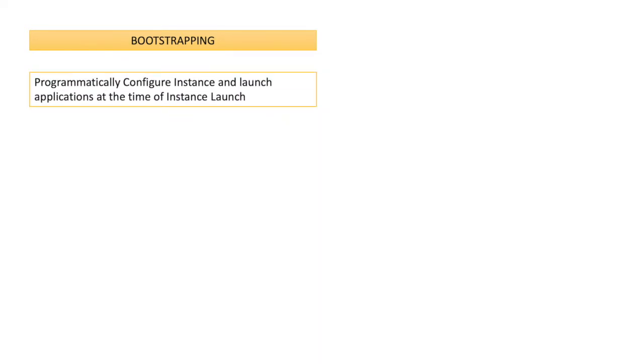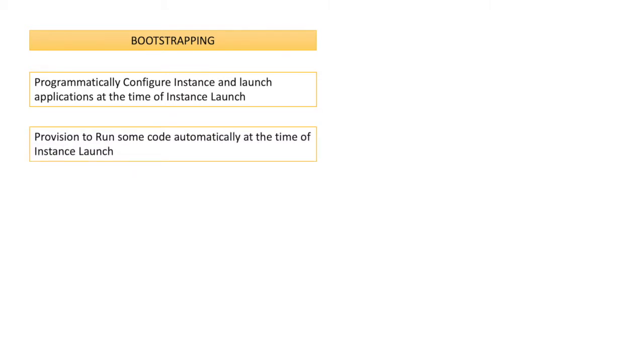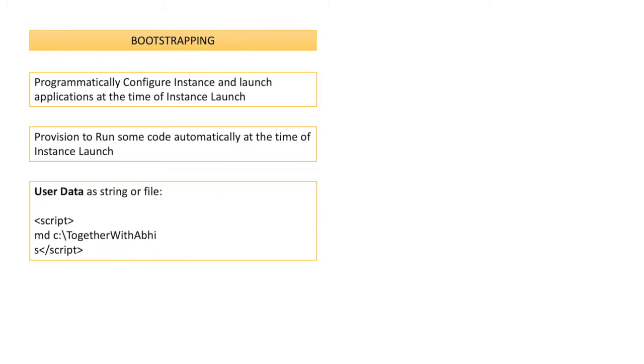Now there could be a situation wherein you would want to programmatically configure an instance and launch applications at the time of instance launch itself. So every time you launch an instance, a Linux instance or a Windows instance, you want to run some kind of code programmatically. So you don't have to do this activity once the instance has been launched. You want this to happen automatically. This could be like an Ansible, Puppet, or Chef script.